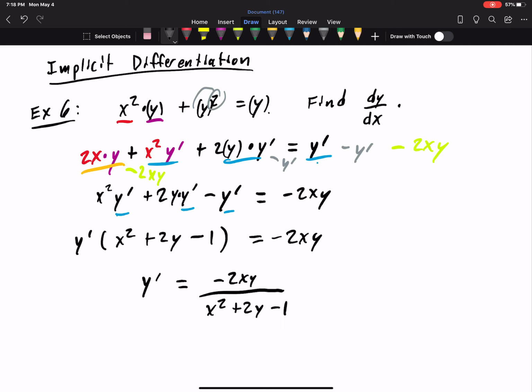And that's the final answer. I skipped a couple steps in this one. Hopefully you're okay with that. And if not, I'll try to be a little bit more robust, I guess, in the next example with making sure I get all the details. So with that, that is example number 6.